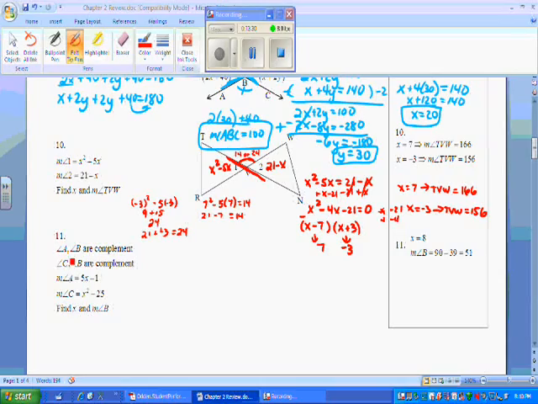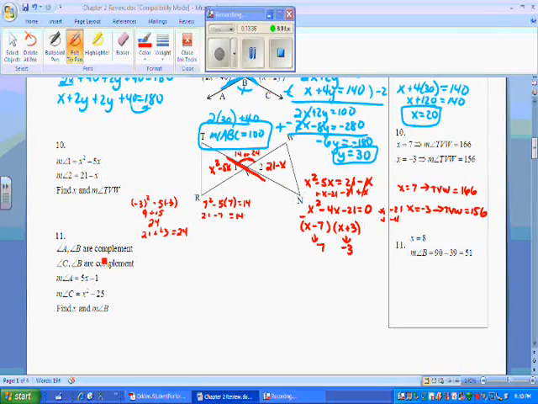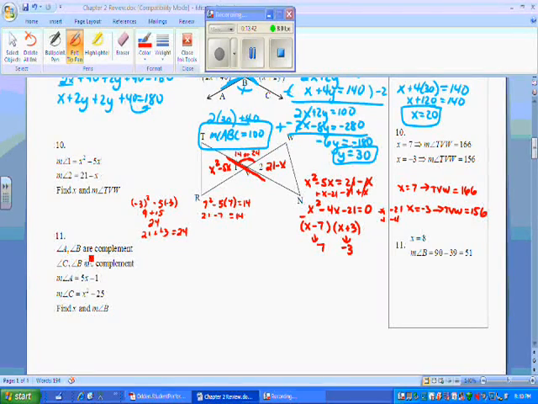Number 11, last one on the front side. We got A and B are complementary. So they add to equal 90. B and C are complementary. And then we have A and C. We don't have B. So we can't say, oh, A plus B equals 90. But what do we know? We knew a rule from 2.4 that B is the same angle. And when these are complements to the same angle, the complements of the same angle are congruent. That means these two right here are congruent.